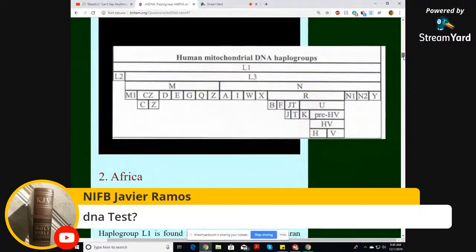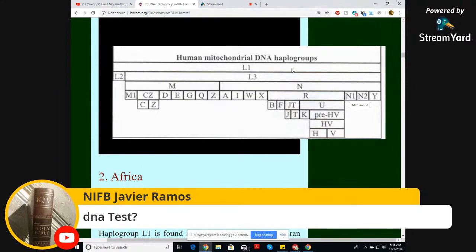So yeah, here we have the N1 over here. We have the H over here and the K over here. So it's K, H, N, and J is over here. So these are all Semitic. They're all under N, as you can see here.